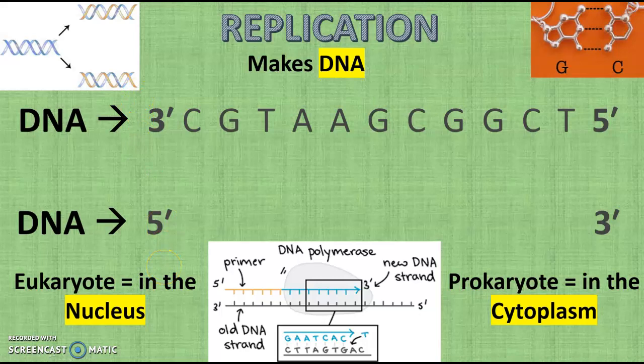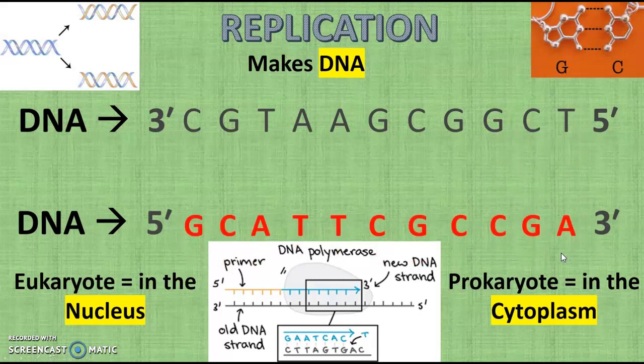So let's replicate this one. So all I have to remember, all turkeys can gobble. So C can gobble. C will go with G. G will go with C. T will pair with A. A will pair with T. A will pair with T. G with C. C with G. G with C. G with C. C with G, and T with A.